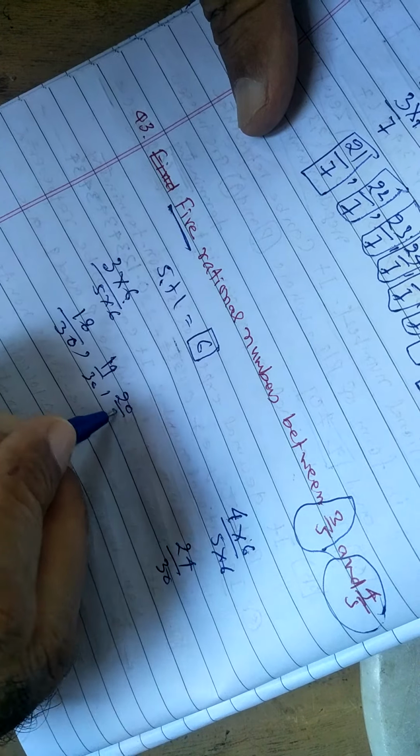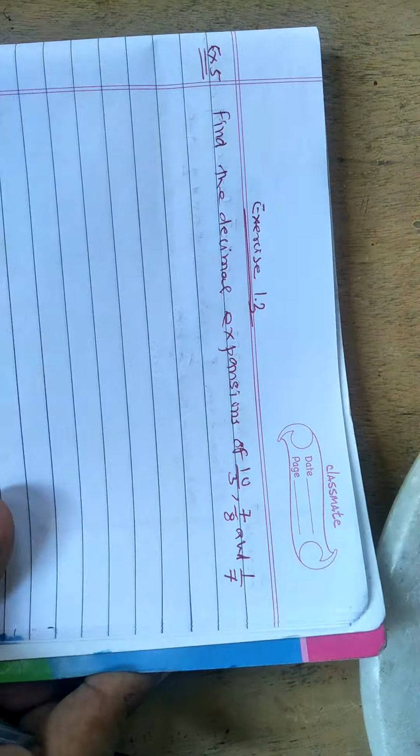Now we can start with exercise number 3. Here we find the decimal expansion of these 3 rational numbers. This is example number 5 of the NCERT book.